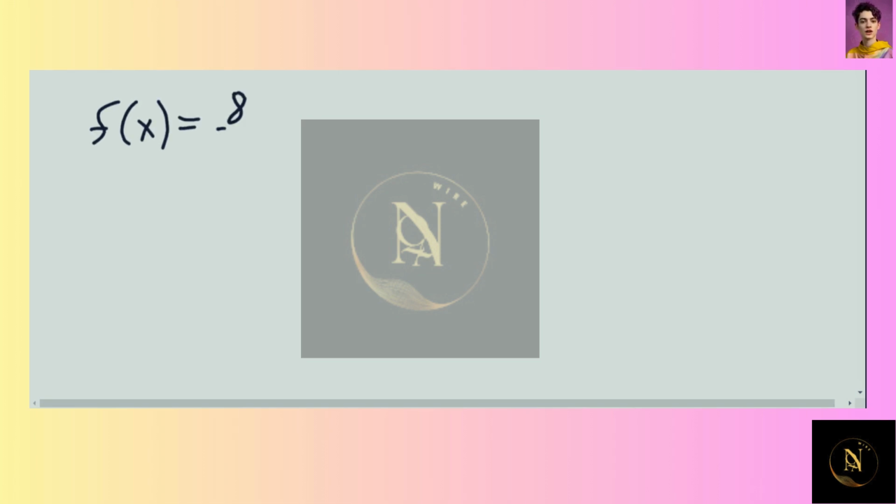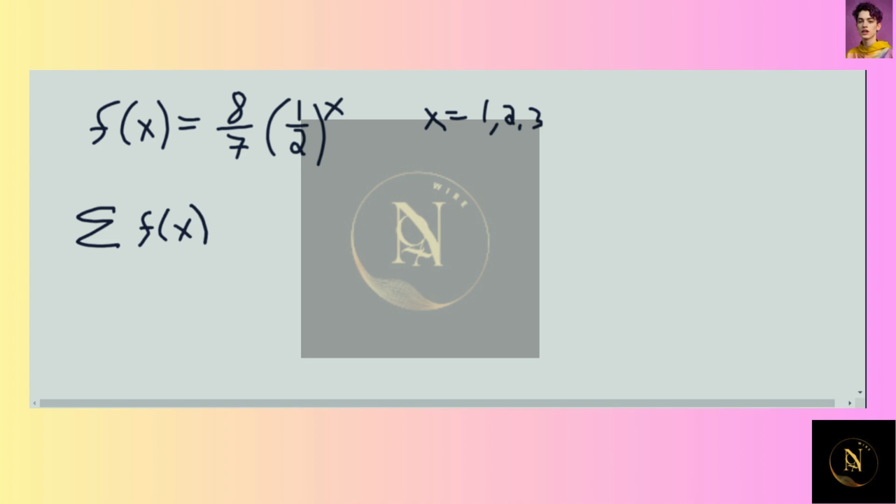Here on this problem, we have been given the probability mass function f of x is equal to 8 over 7 times 1/2 raised to the x power. Now we wanted to first verify that this is a probability mass function. In order to verify it's a probability mass function, we need to show that the sum of the f of x values is equal to 1.